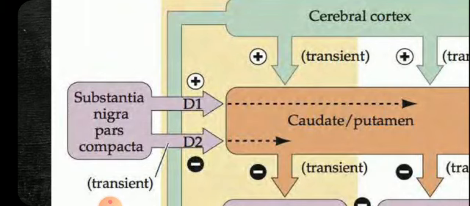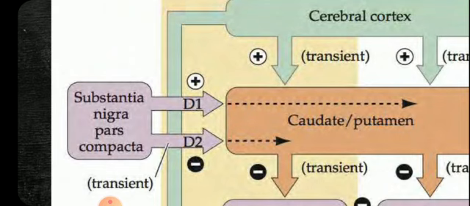The posterior part has a dense grey matter, which you call the substantia nigra pars compacta, and the anterior part is not as dense as the posterior part, and we call it the substantia nigra pars reticulata. Now, these fibers arising from substantia nigra pars compacta, which are dopaminergic fibers, end on both the direct pathway and the indirect pathway.